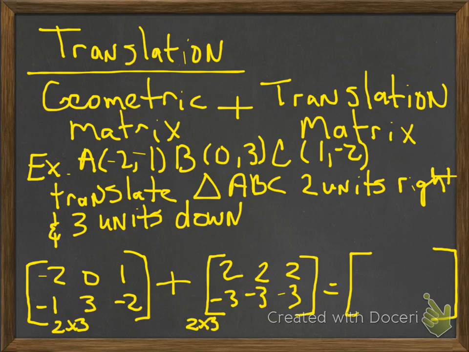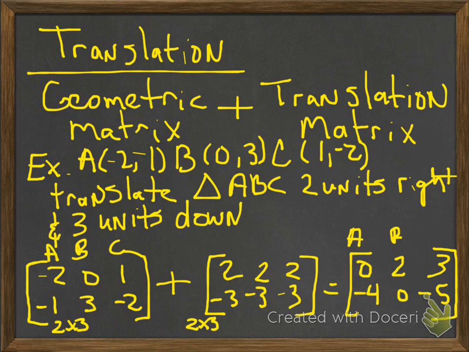Negative 2 plus 2 is 0. 0 plus 2 is 2. 1 plus 2 is 3. Negative 1 plus negative 3 is negative 4. 3 plus negative 3. And negative 2 plus negative 3.